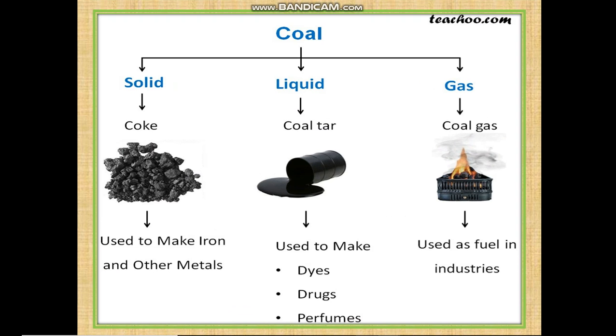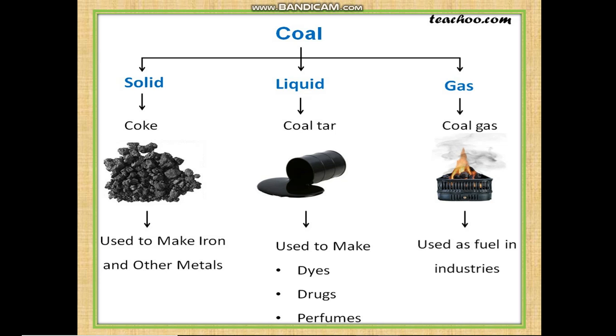Okay, the next product we have is in liquid form, that is coal tar. Coal tar, students, is a black, viscous, meaning thick, liquid with an unpleasant smell. It is obtained during the destructive distillation of coal. It is not a single compound. It is a mixture of more than 200 different carbon compounds.